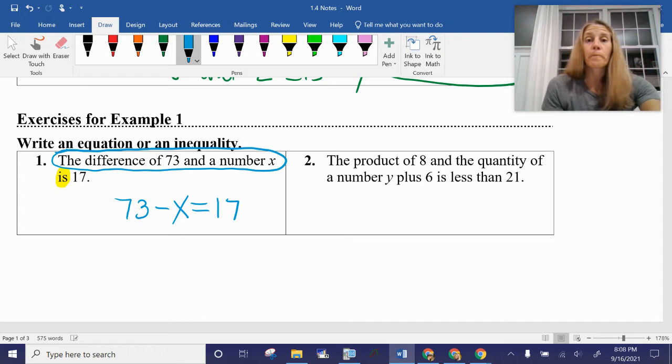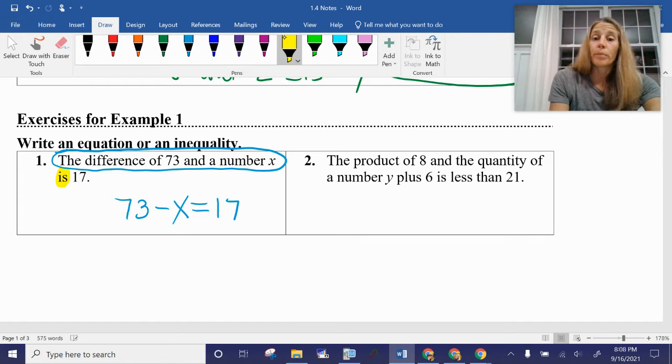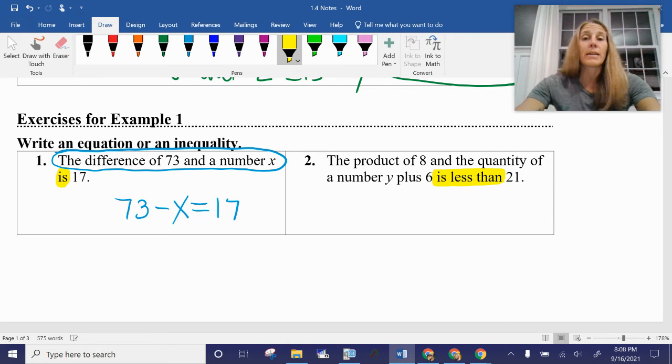Number 2, the product of 8 and the quantity of a number y plus 6 is less than. So the first thing I look for is, where is my symbol? Where is that equal sign or that inequality sign? Because sometimes a "less than" can mean subtraction.